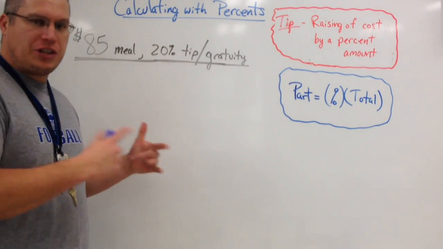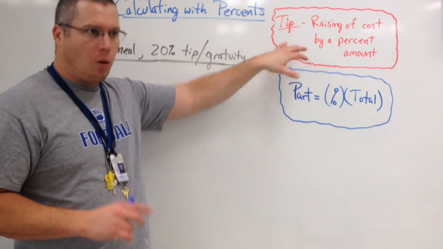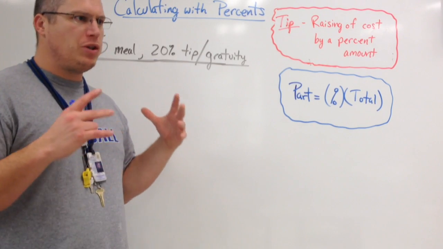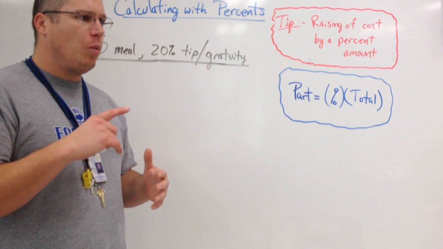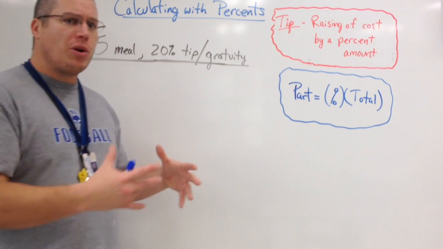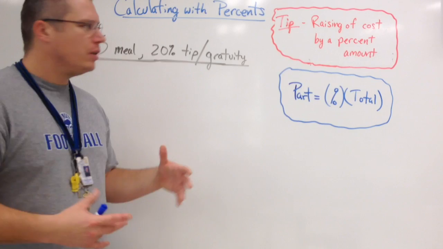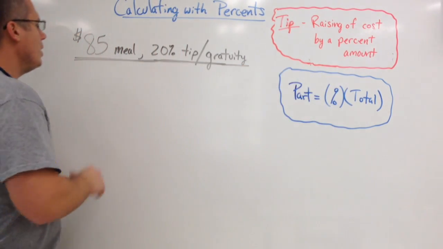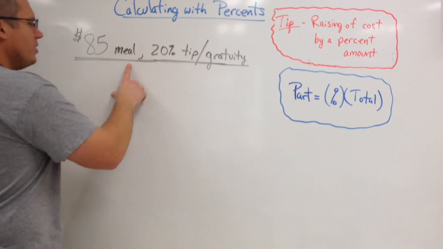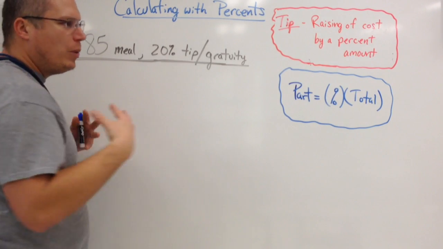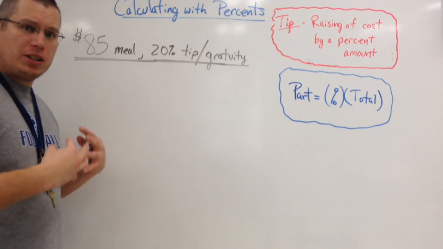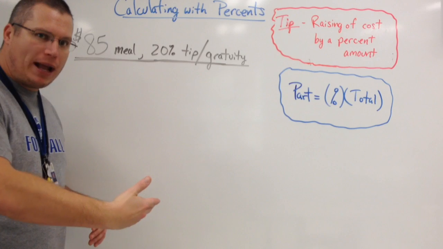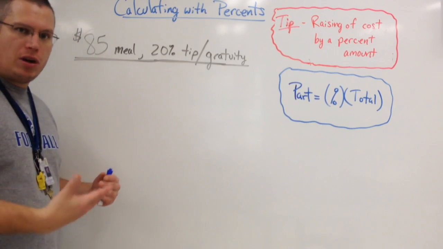The next situation is tip, or sometimes called gratuity. Tip or gratuity is mostly when you go out to eat and what you're doing is giving extra money to the server for good service. Okay? Again, it's going to be a raising of the cost by a percent amount. So we're going to take the same 85, but this time it's a $85 meal, and we get our check, and we get charged for the food and things that we've ordered. Now we're going to add in extra money for the waiter or waitress based on their service.